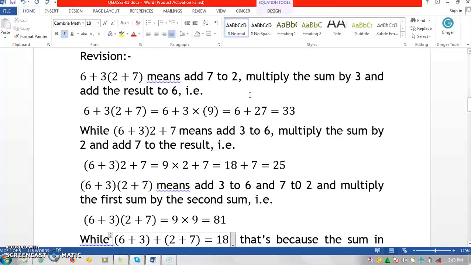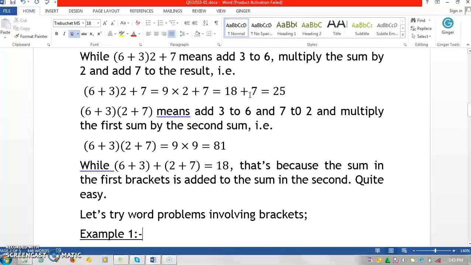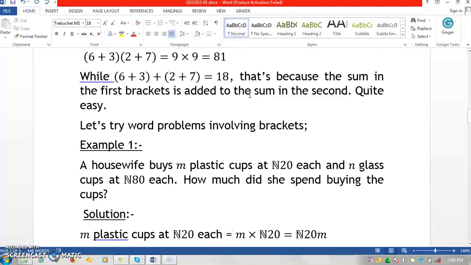Now look at the third one. We have 6 plus 3 in bracket, 2 plus 7 in bracket. That simply means the first bracket will multiply the second bracket. We have what is in the first bracket together, 6 plus 3, and what is in the second bracket together, 7 plus 2. Then we multiply the sum of the two brackets together, and that will give us 81. And the last one, we have a plus in between the two brackets. That simply means after we have added the two brackets together, we add the sums together, and we have about 18. These are quite easy, but if care is not taken, you might get the wrong answer.